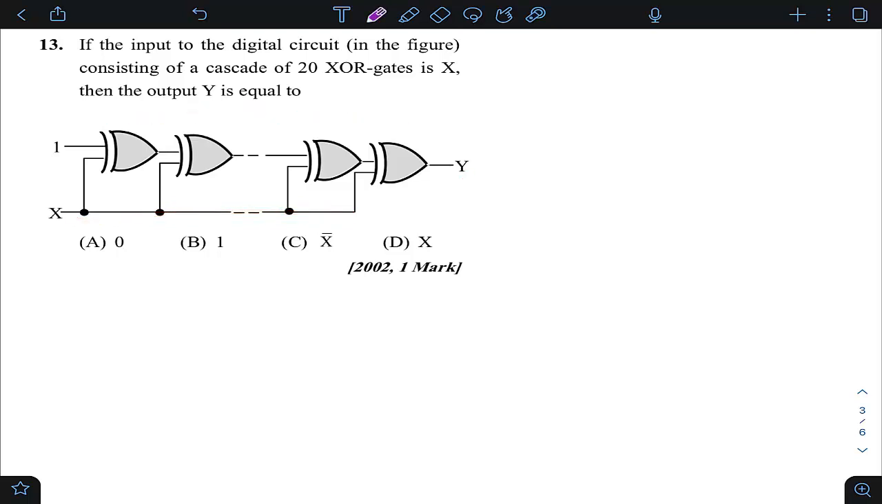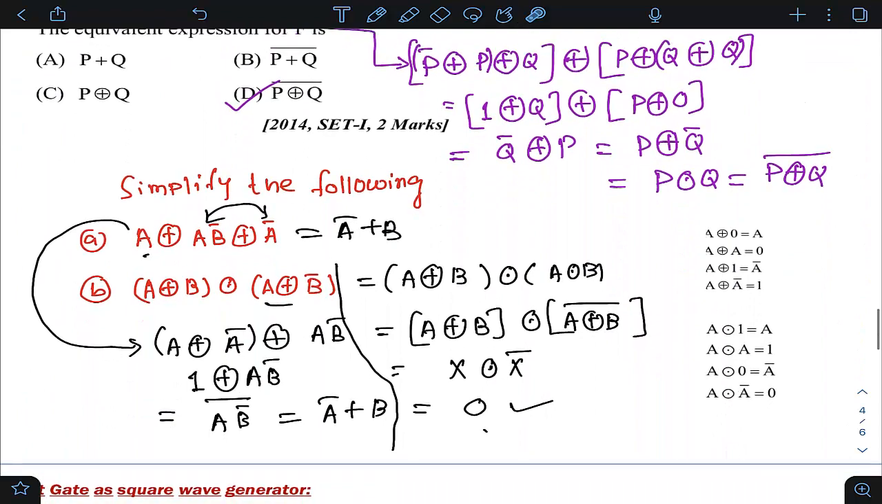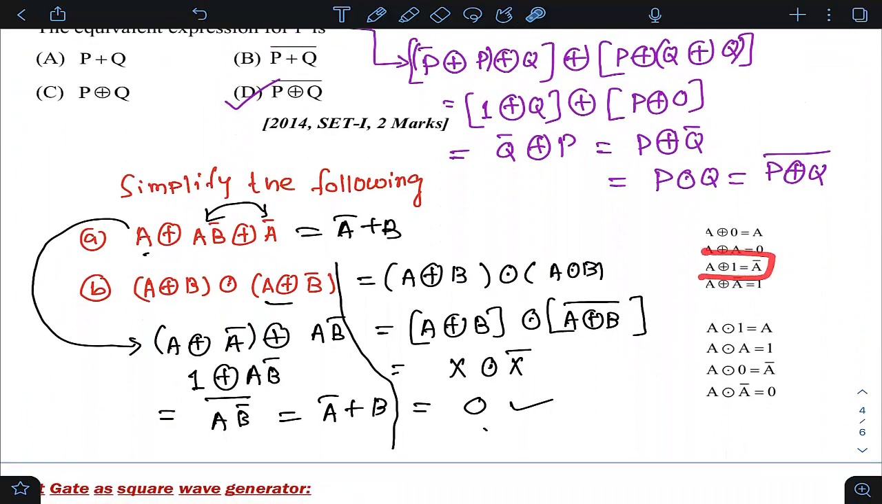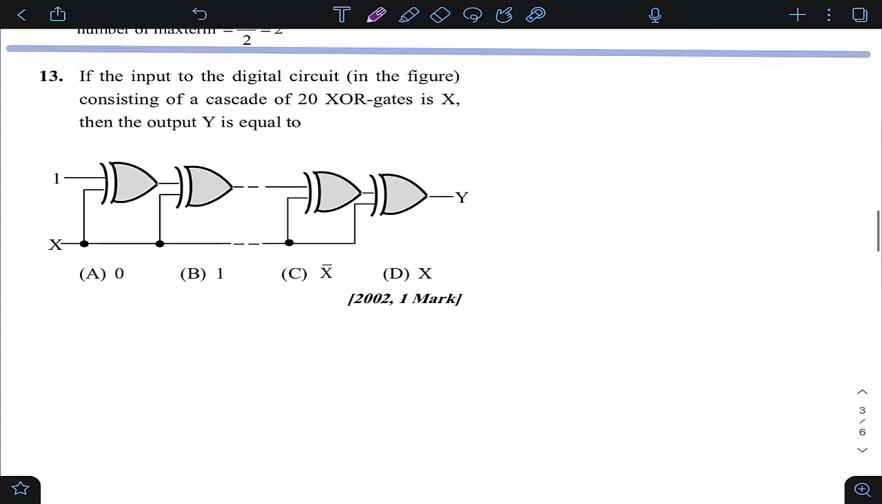Okay. So if you observe, this is 1 XOR X. One of the inputs is 1, the other input is X. So what is 1 XOR X? 1 XOR X, we have seen, is X bar, right? 1 XOR A is A bar. So 1 XOR X will naturally be X bar. So this is your X bar. Now, if you see the second gate, the inputs are X and X bar. So if the inputs are X and X bar, you get the output as 1.